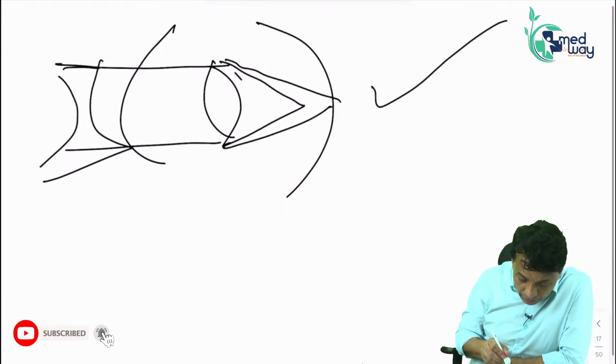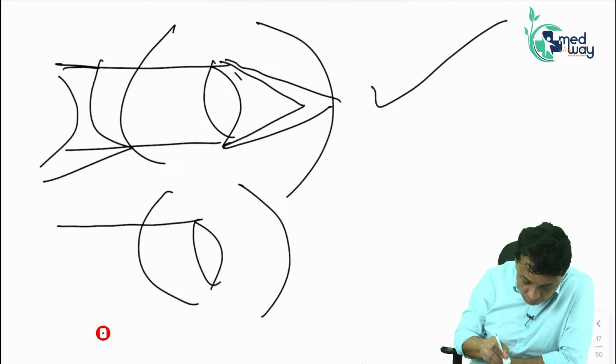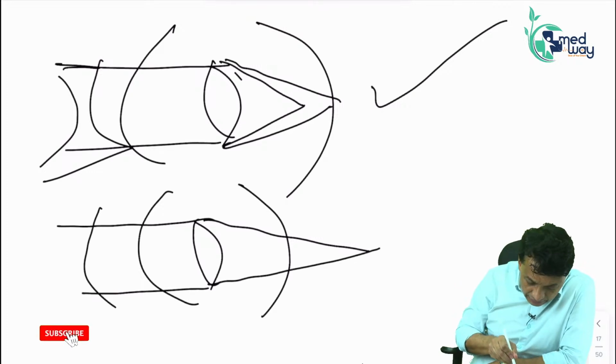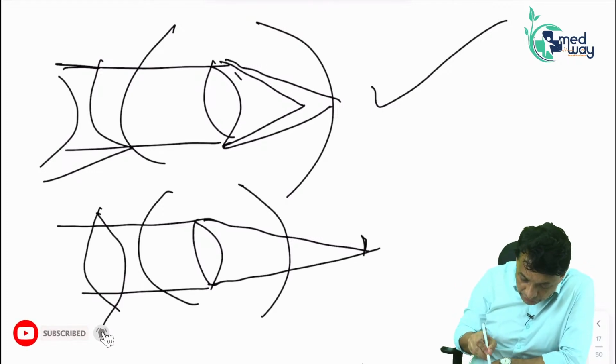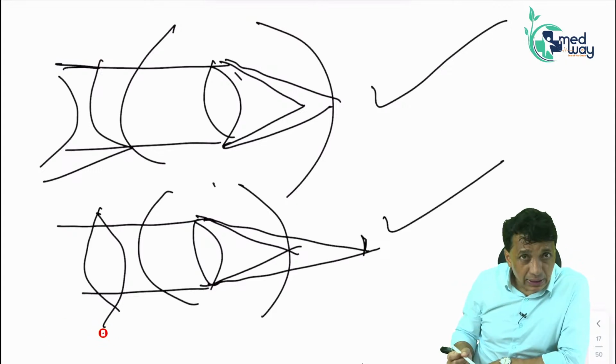About hypermetropia, the rays of light will be focusing behind the retina like this, and here we need a convex lens like this, and this will force the rays to focus on the retina. So, the correction of hypermetropia would be with the convex lens.